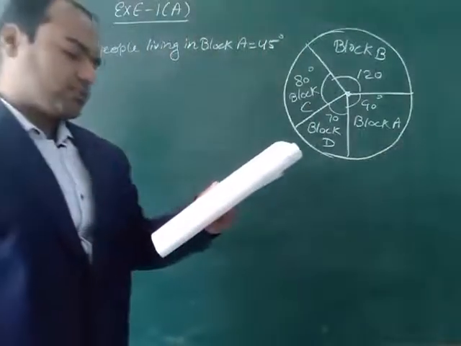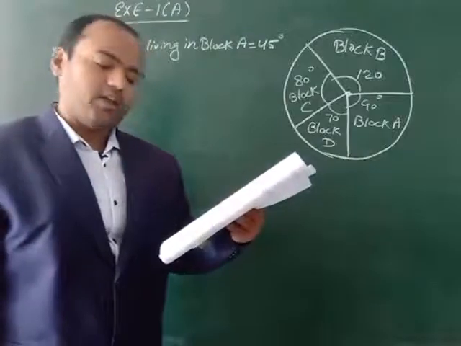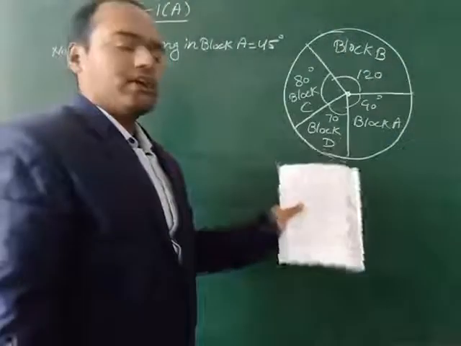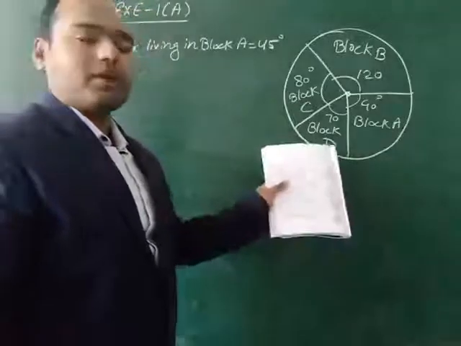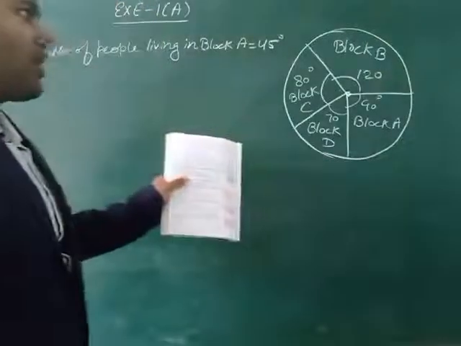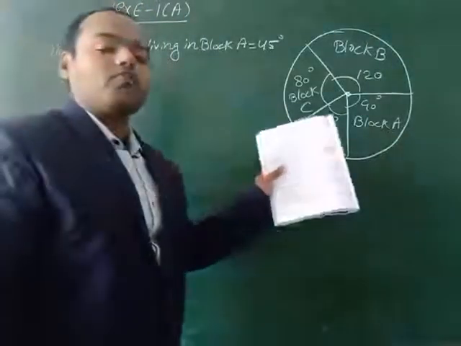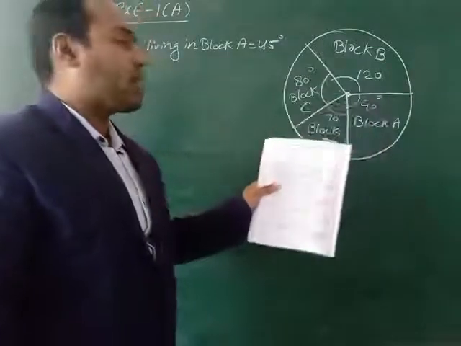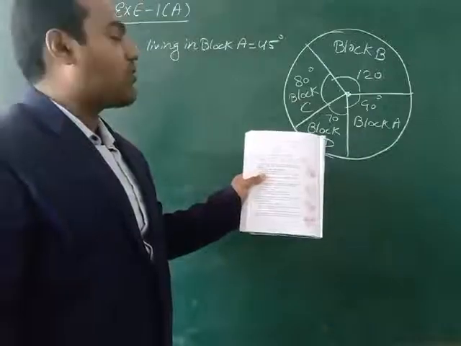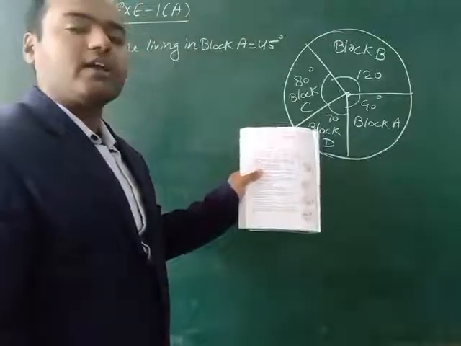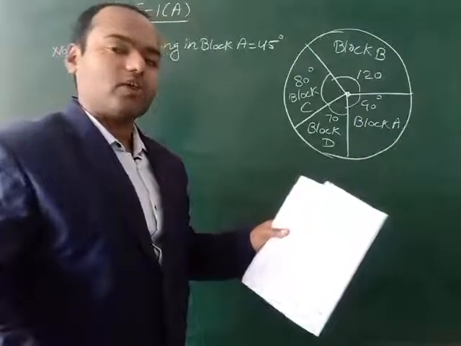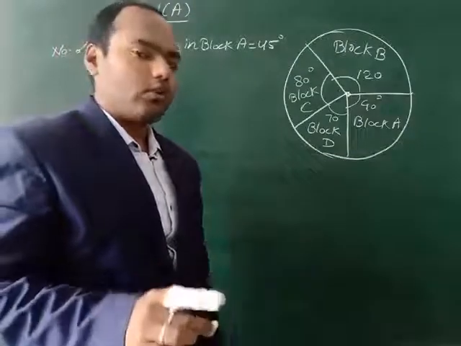First part: find how many people live in block D. Before finding how many people are living in block D, we have to find the total number of persons living in the building, the whole number of persons. We are not finding it for any particular block, we are finding the total persons living in that building. Block wise we are not finding. First of all we will find the total number of persons.